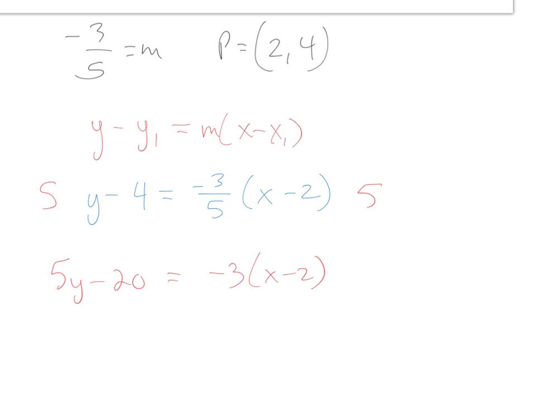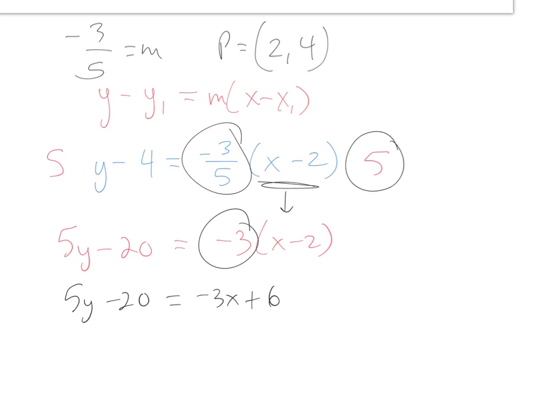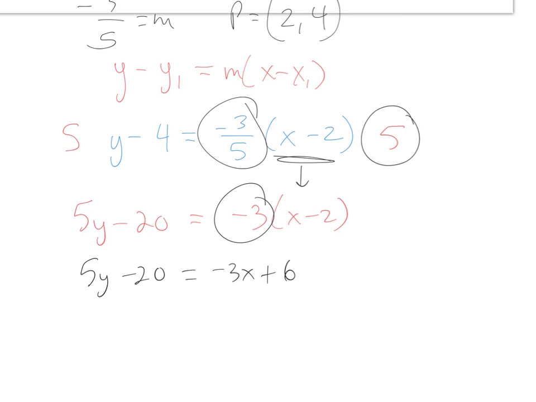Please do not distribute that 5 into that parentheses. Please do not. Again, multiplication is commutative, so I can multiply these two first. This is exactly what I did, giving me this as an answer, and then this part just carries right down. As a result, I could say 5y minus 20 equals negative 3x plus 6. Move the 20 over, move the 3x over, and I get the same answer I just had. Exact same answer we had a moment ago.